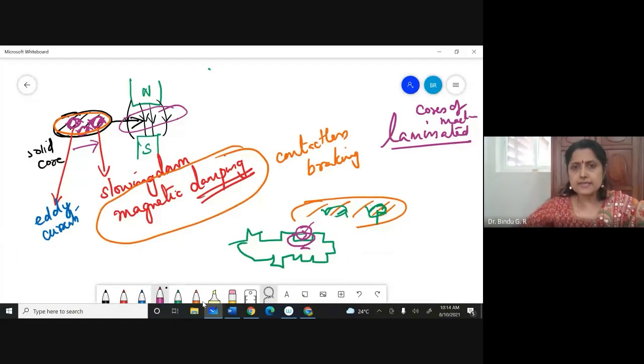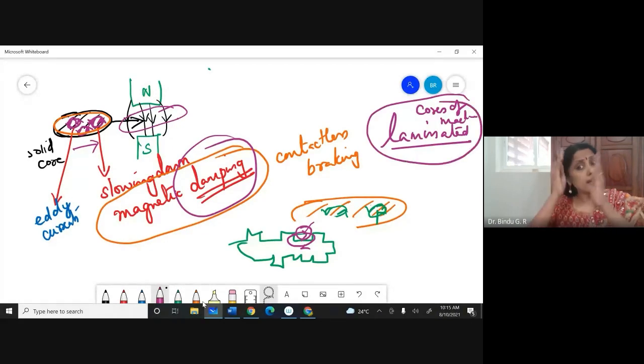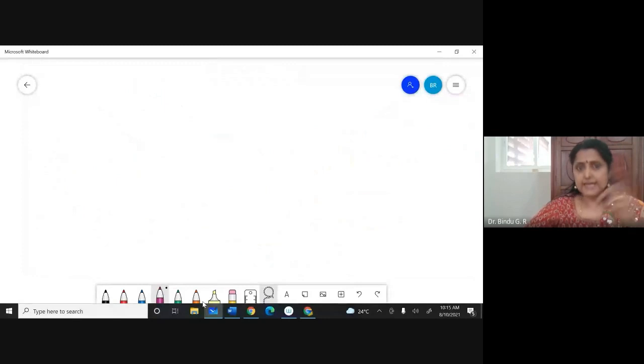So there are cases where you want eddy currents to flow, as in the case of magnetic damping. There are cases where you don't want eddy currents to flow. You want to reduce the eddy current losses, wherein the cores of the machine will be laminated, as in the case of transformers and generators, where you have a large core. The iron core or the magnetic core will not be a solid core, but laminated. That is one thing that I wanted to tell you today. As electrical engineering students, I think you should know this.